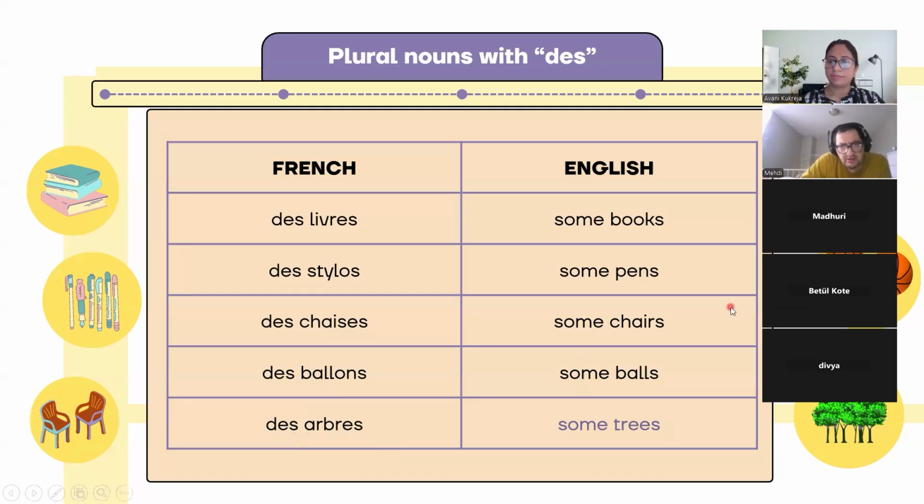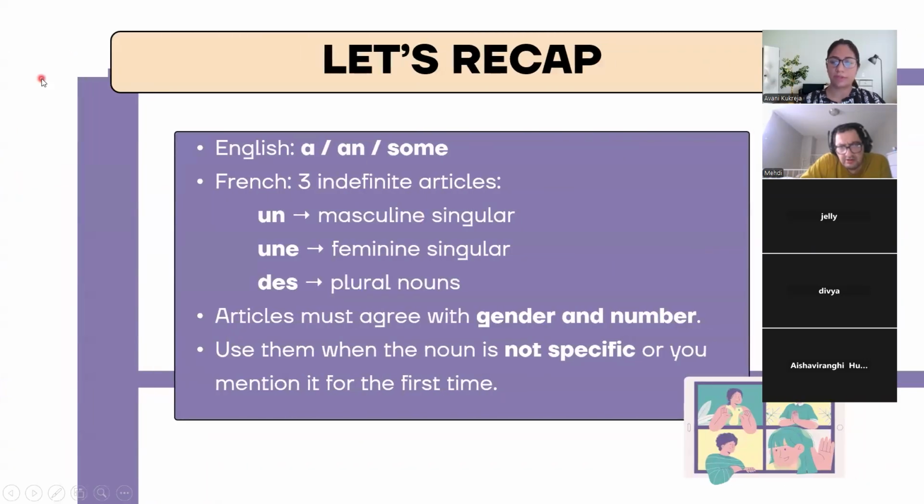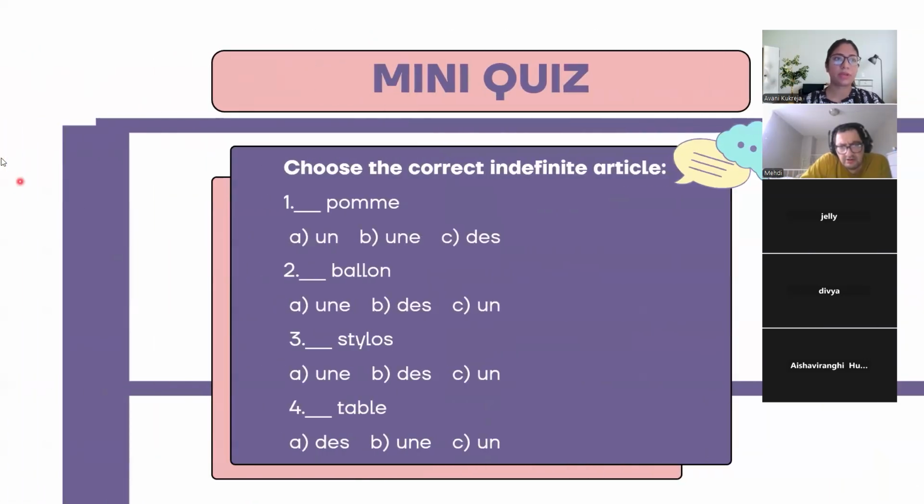Next slide. Okay, let's see how much you guys remember. Okay, the first one. Dash perm. What is the correct indefinite article that you'll use? B. Un. Un.